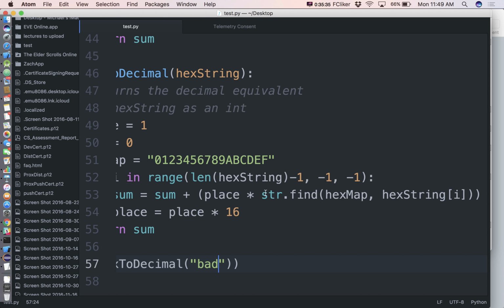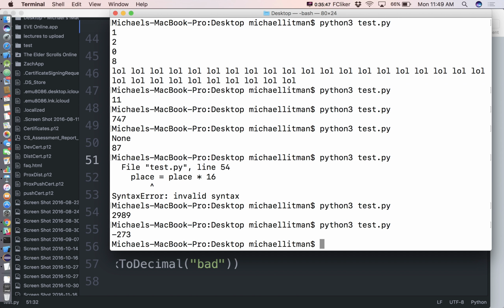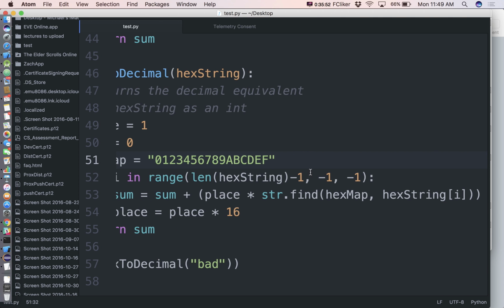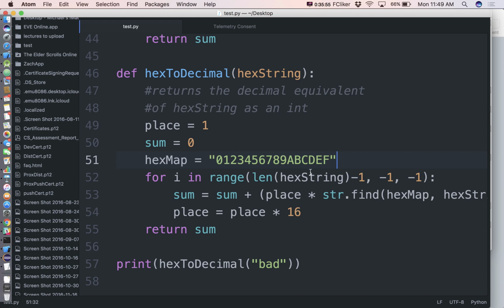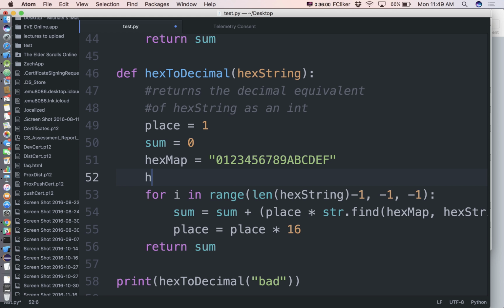So str.find returns a -1 if it does not find the value. So I'm going to get negative numbers in here, added up. So this is not going to give me an accurate result. Now, one thing I could do if I wanted to cheat a little bit, let's say, is I could say something like hex string is equal to hex string dot to upper. Or is it just upper? Might just be upper, yeah, something like that.